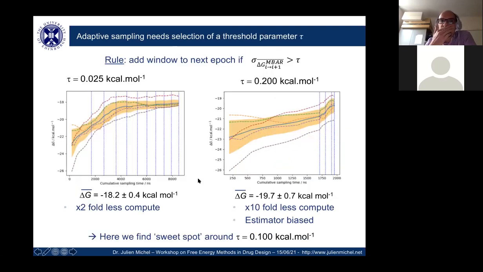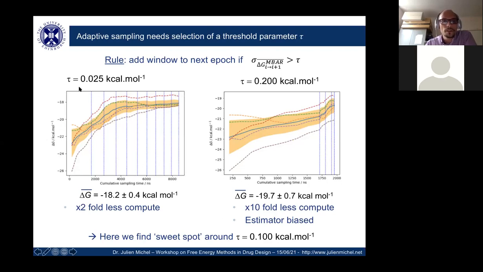Now, there's some additional protocol to use the adaptive sampling protocol here. Essentially, you need to decide on the threshold that you have to set to decide at every round whether you need to extend the sampling or not. And that needs a little bit of tuning.